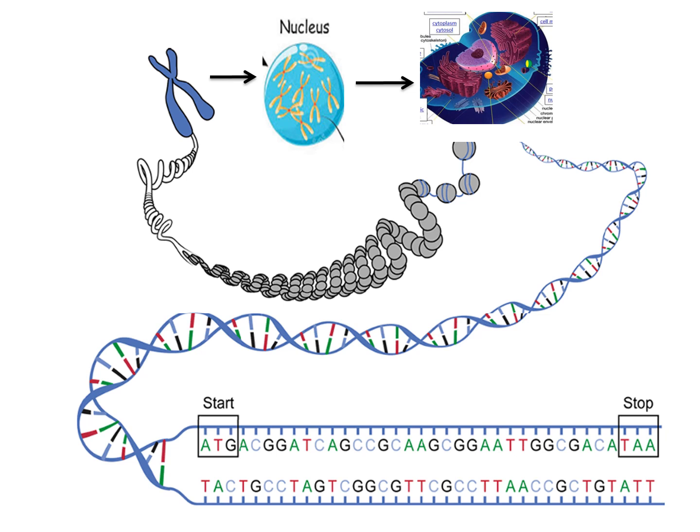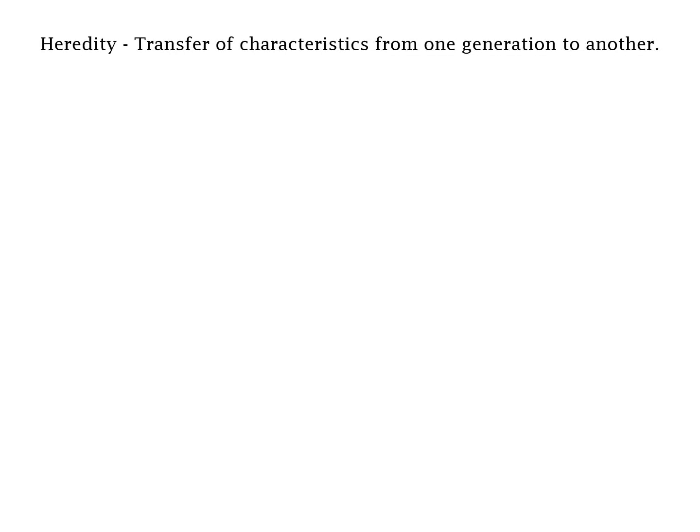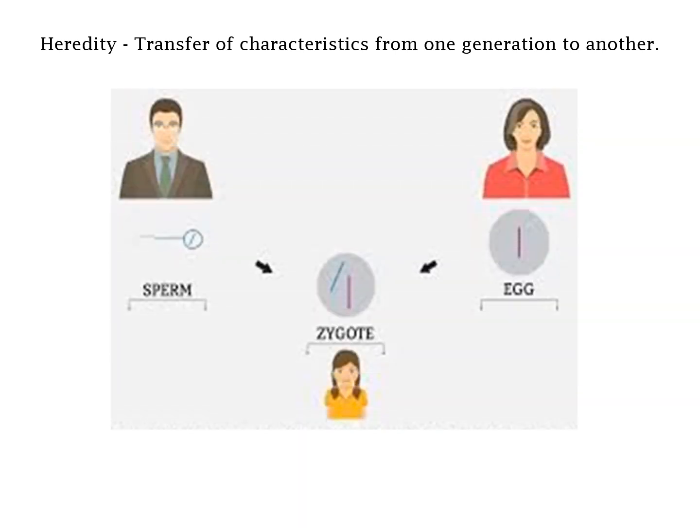Okay, now we will learn about heredity. Heredity is a transfer of characteristics from one generation to another. What does that mean? It means that during reproduction, certain characters from the father and certain characters from the mother are transmitted to the child. That means characteristics are given from the parents to the offspring. This transfer is called heredity.